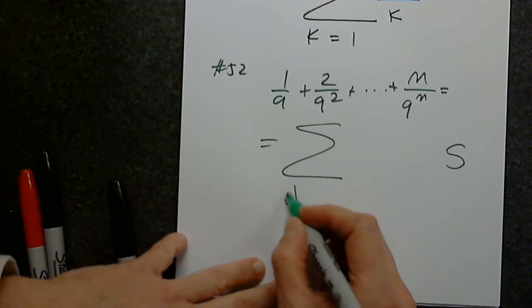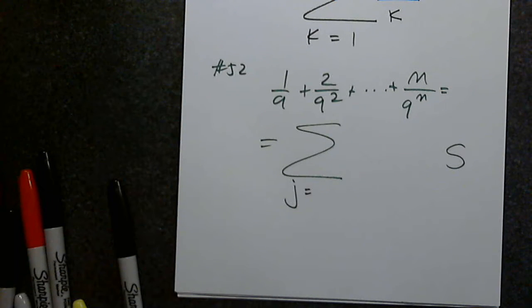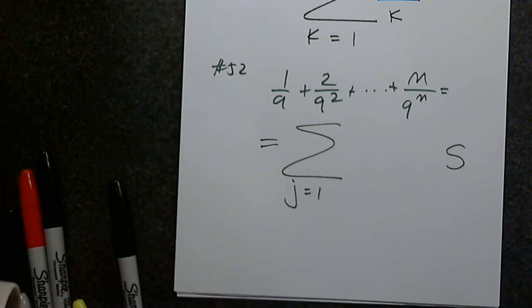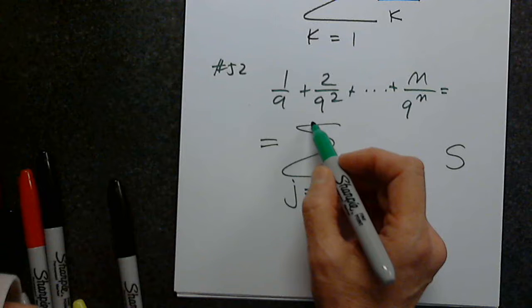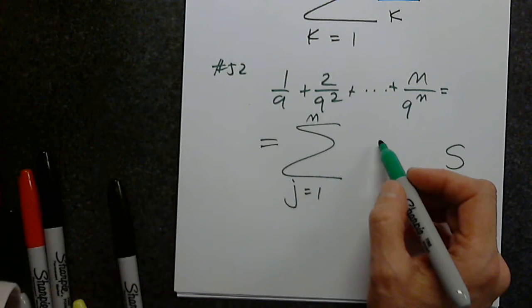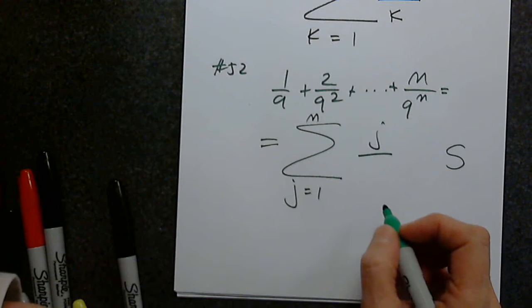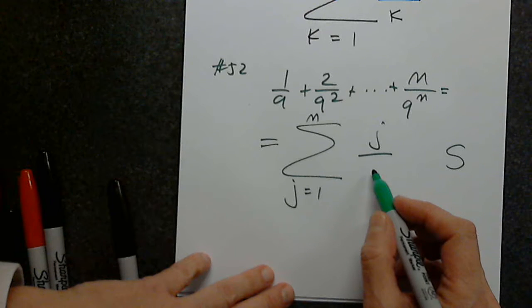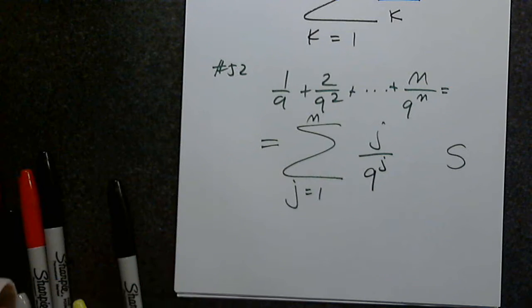So, let's say J. J equals 1, till the upper limit n, of J over 9 raised to J. Say it again: J over 9 raised to J. Correct.